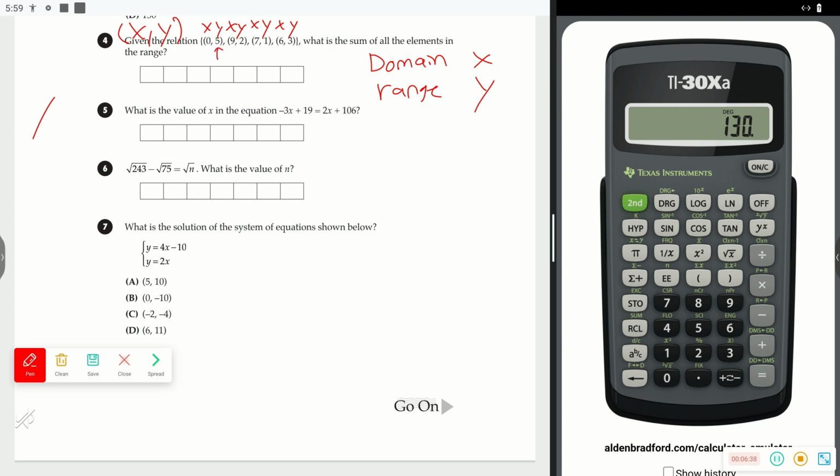So what we're going to want to do is add all of these y values up. And to add these up, we're just going to have 5 plus 2 plus 1 plus 3. And if we add all those together, we're going to get 11. So I don't know why they give you all of these different boxes. On the EOC, it should just be one box where you enter your answer, and then you're just going to put 11 as your final answer. And that's all we have to do for number 4.